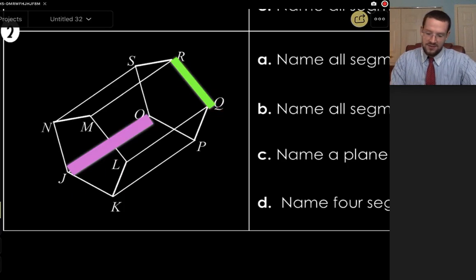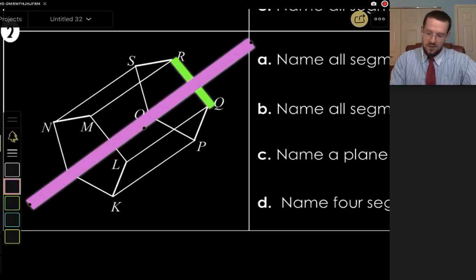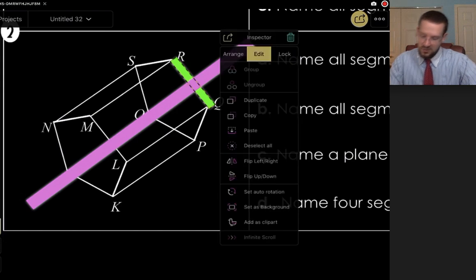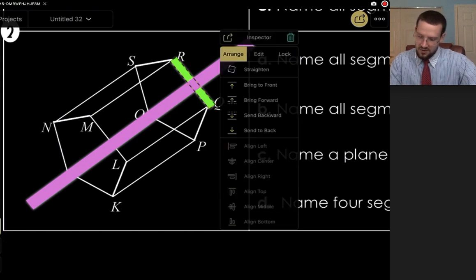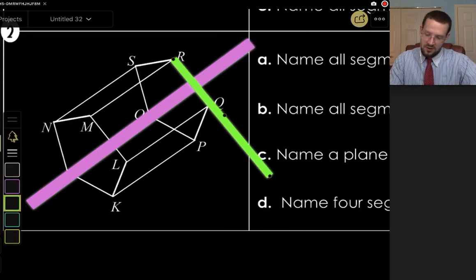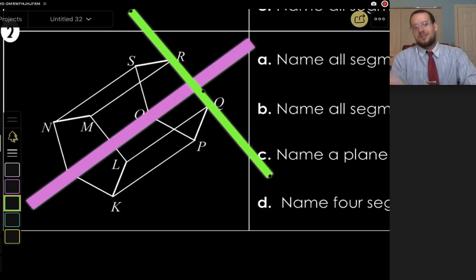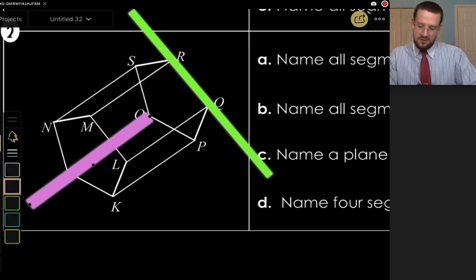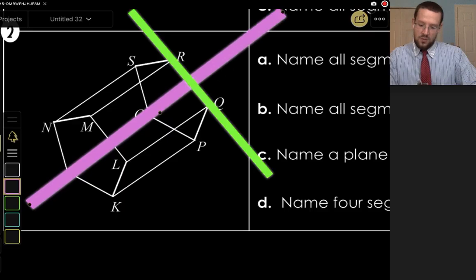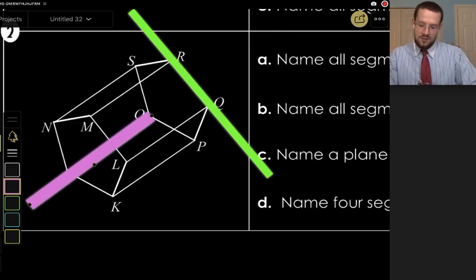As these lines would extend, actually, let me bring this one to the front because RQ is going to be in front of it. RQ is going to be in front. Bring forward. So that's what it would look like. RQ is actually not intersecting. In fact, that one's sliding under RQ. RQ is above that line, right? And so we can see it just sliding right under it out into infinity. So that's what skew would look like.